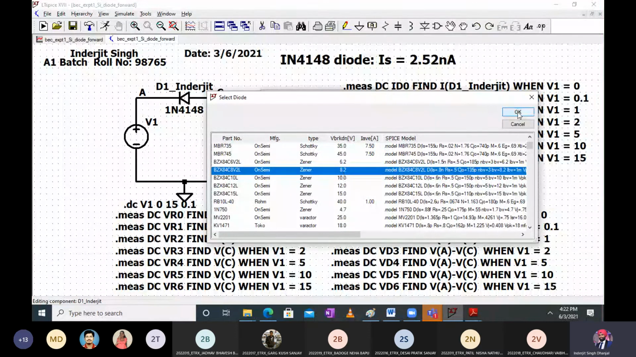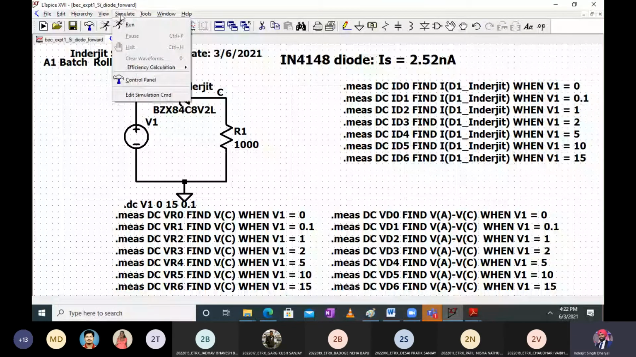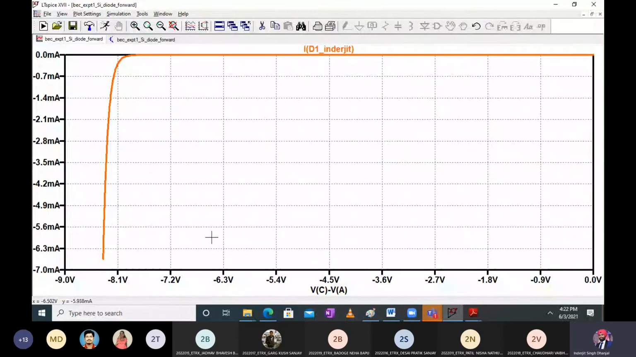Everyone following? So the diode has a breakdown around 8.2 volts. If you plot a tangent over here, you will get 8.2 volts, and the current is now increasing. See, it's in milliamperes, no longer in nanoamperes. That means the Zener diode conducts in the reverse bias mode also.